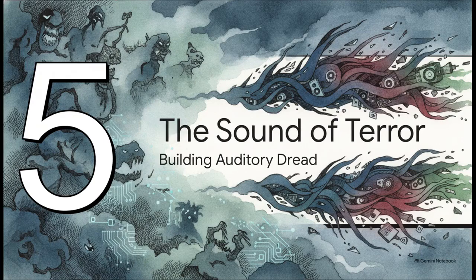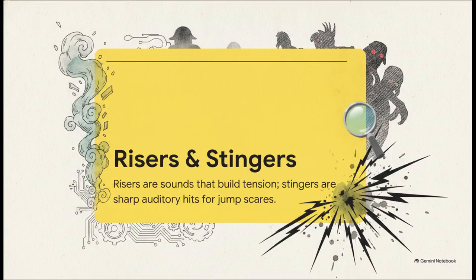Section 5. The sound of terror and building auditory dread. Okay, so we have the shadowy lighting and we have the mathematically perfect fog, but a visual is nothing without the final essential layer, the sound design. Audio is quite literally how you physically manipulate the viewer's nervous system. Professional sound designers categorize the tools of terror into two main camps, risers and stingers. Simply put, risers are the gradual, building sounds that slowly ramp up the tension, while stingers are the short, sharp, explosive auditory hits that actually deliver the jump scare.